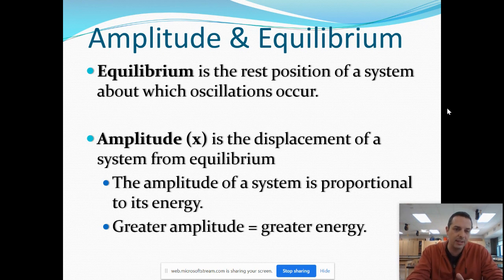We'll return to these ideas of equilibrium and amplitude further when we talk about waves. Right now, just realize that equilibrium and amplitude both occur in waves and in just oscillations, and we'll get through the differences between those two. Equilibrium is your rest position, where you start. Amplitude's how far you move away from the start. And then you have that energy associated with your amplitude.